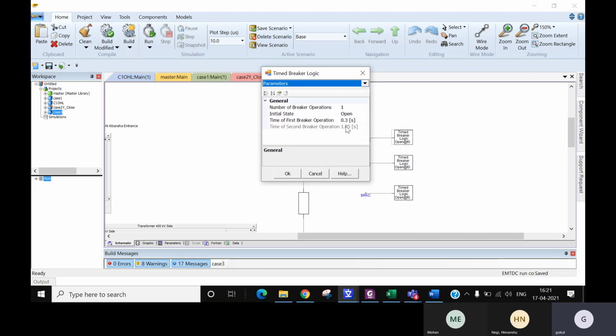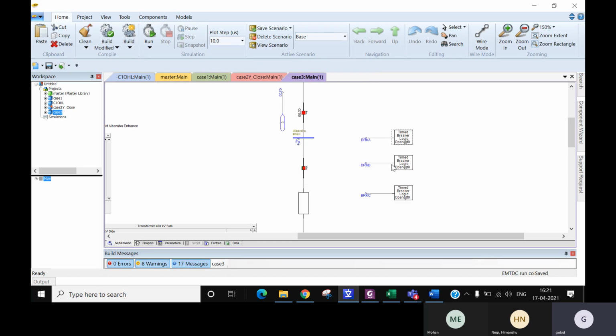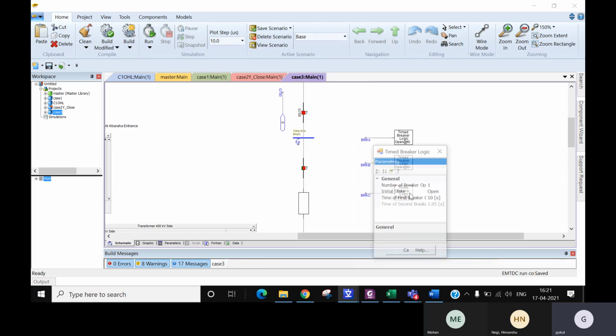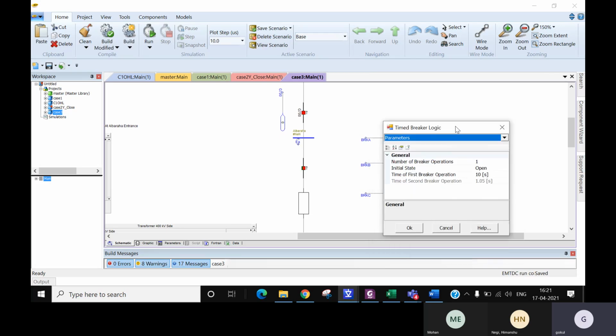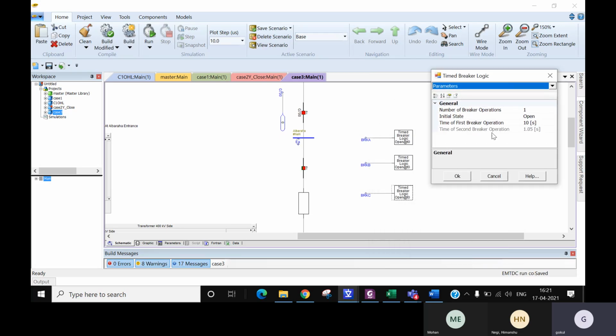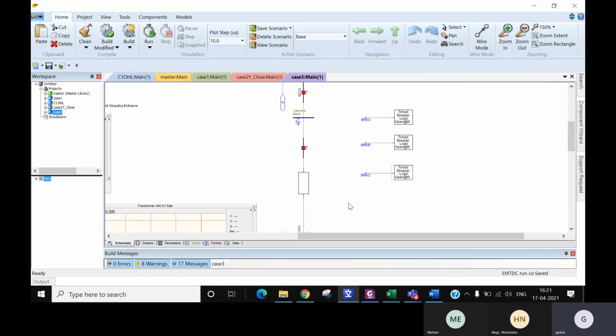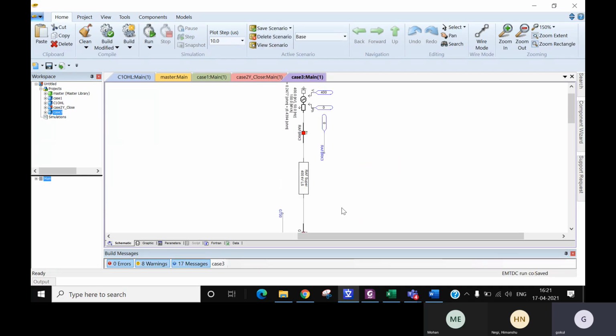So it's opened at 0.3 seconds. It's good. Next is opened at 0.3 seconds, and the third one is not going to open. Like it's opened at 10 seconds. So technically this pole is not open, only two poles are open, and we are going to simulate that and check what happens. So these cases are for energizing the transformer.